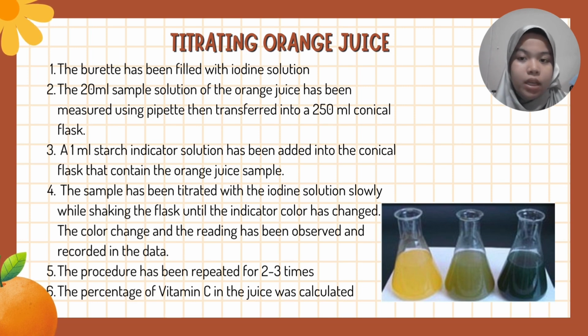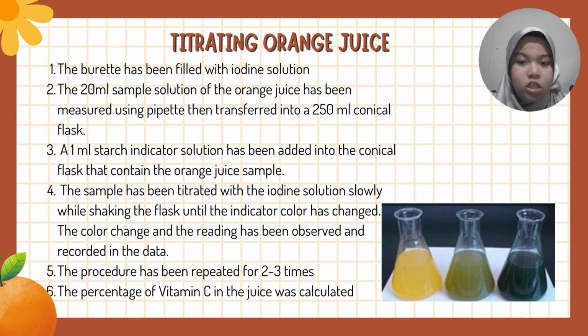So the first step is the burette has been filled with iodine solution. The 20 ml sample solution of the orange juice that has been prepared has been measured using a 20 ml pipette, then transferred into a 250 ml conical flask. A 1 ml starch indicator solution has been added into the conical flask that contains the orange juice sample, and the sample has been titrated with the iodine solution slowly while shaking the flask until the indicator color has changed.